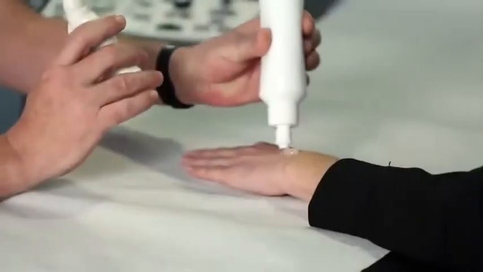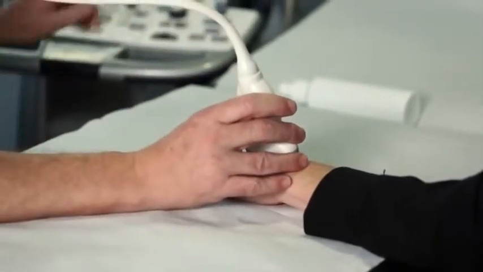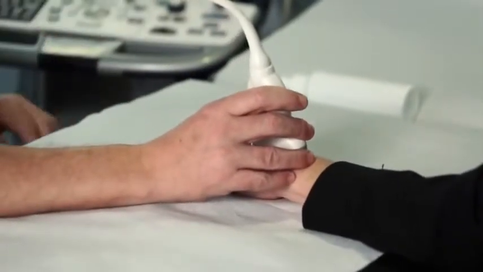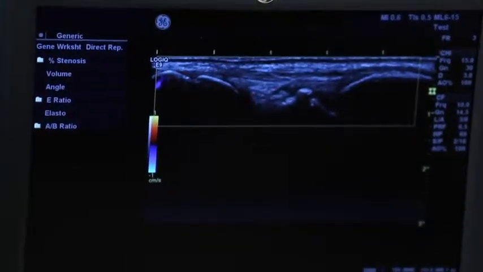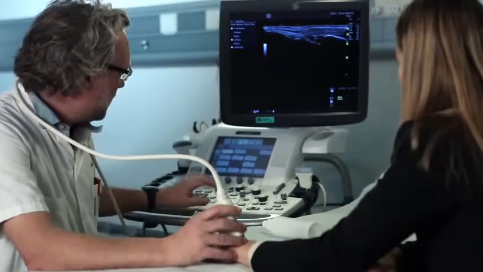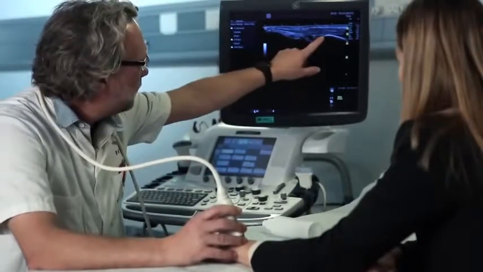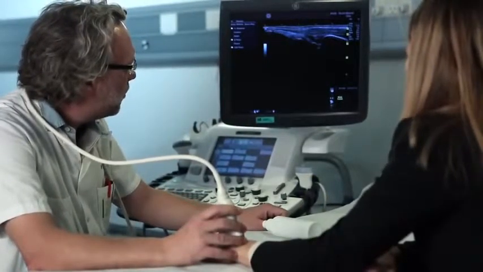I start the exam by placing my transducer in the central portion of the wrist. I activate Doppler to see the perfusion, and as you can see, there is absolutely no Doppler activity in her dorsal wrist. We can see the slightly thickened synovium, but there's no Doppler activity to see.